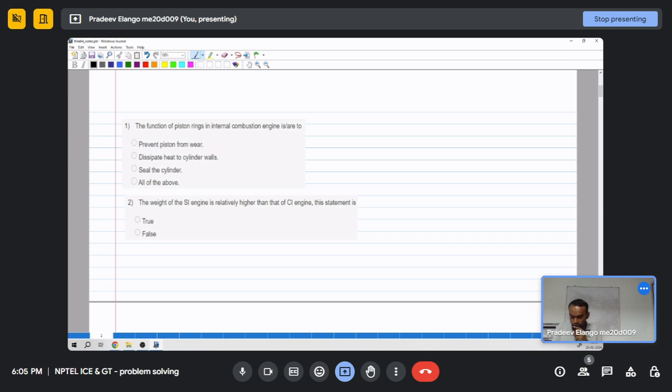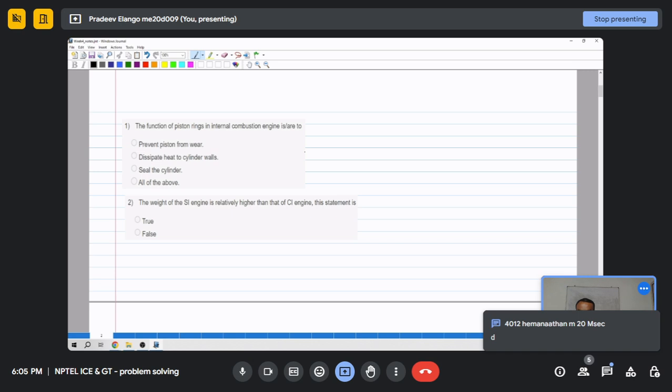So we will start from the assignment problems. These are the previous year assignment problems. The function of piston rings in an internal combustion engine is to prevent piston wear, dissipate heat to cylinder walls, seal the cylinder, or all of the above. If you know the answer, you can type it in the chat box. So, all of the above.